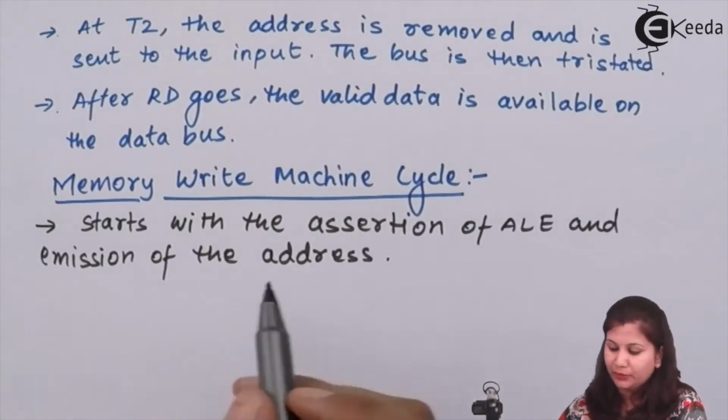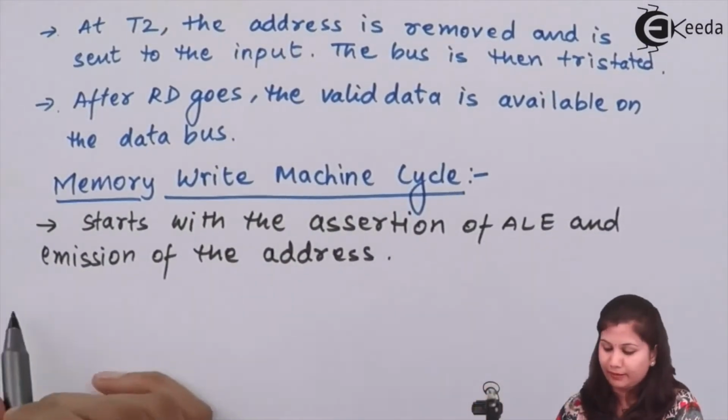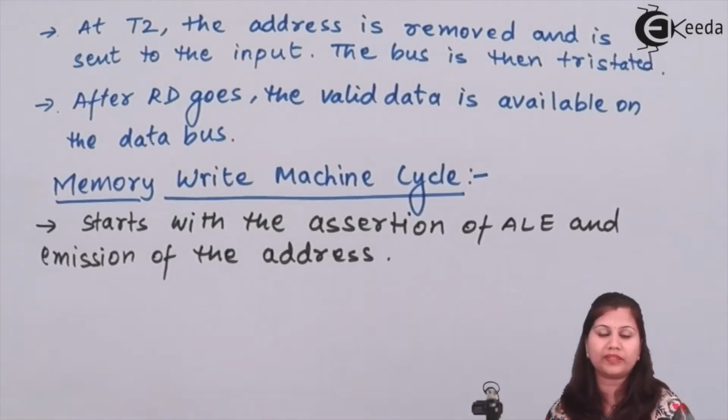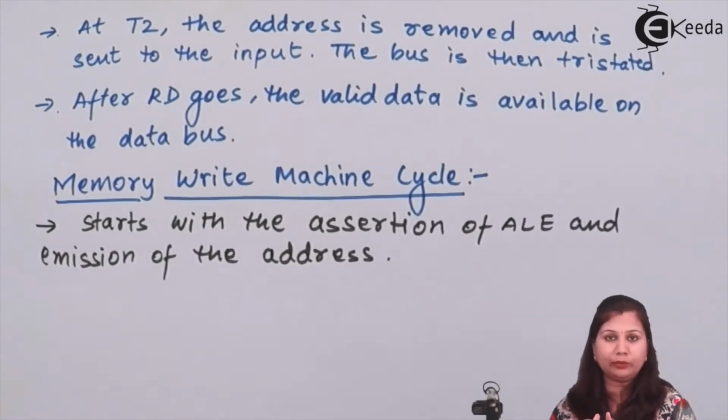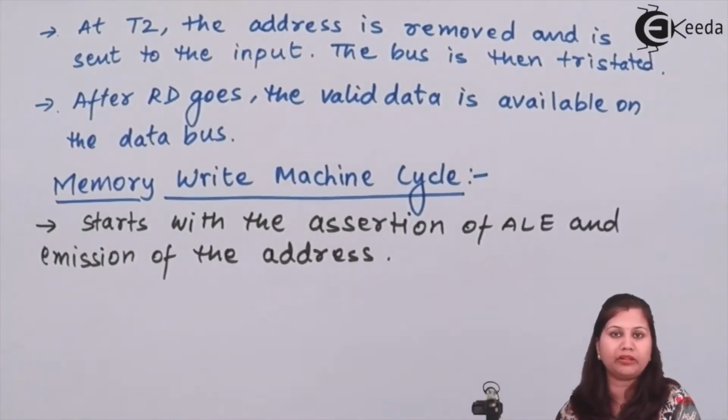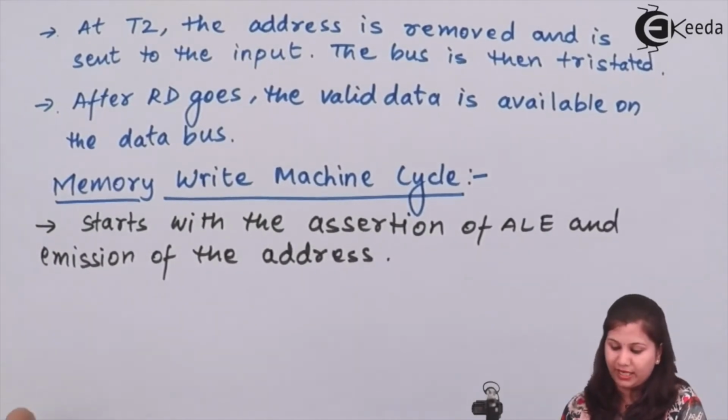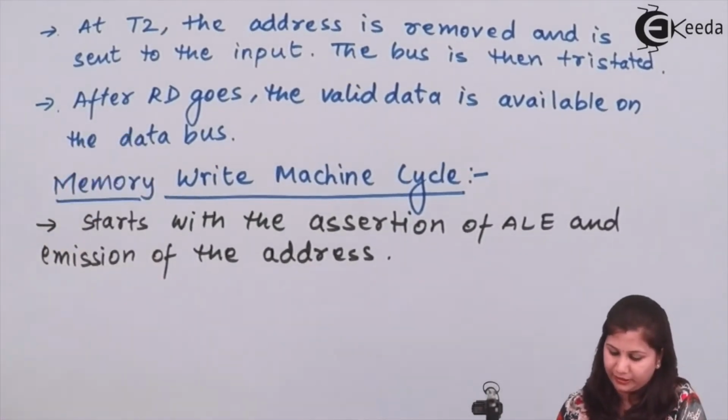it is going to start with the assertion of the ALE and the emission of the address. So when the address is placed on the address and data bus, and when this ALE signal is high in the T1 state, then the memory write machine cycle will start. That is, the write cycle will start.